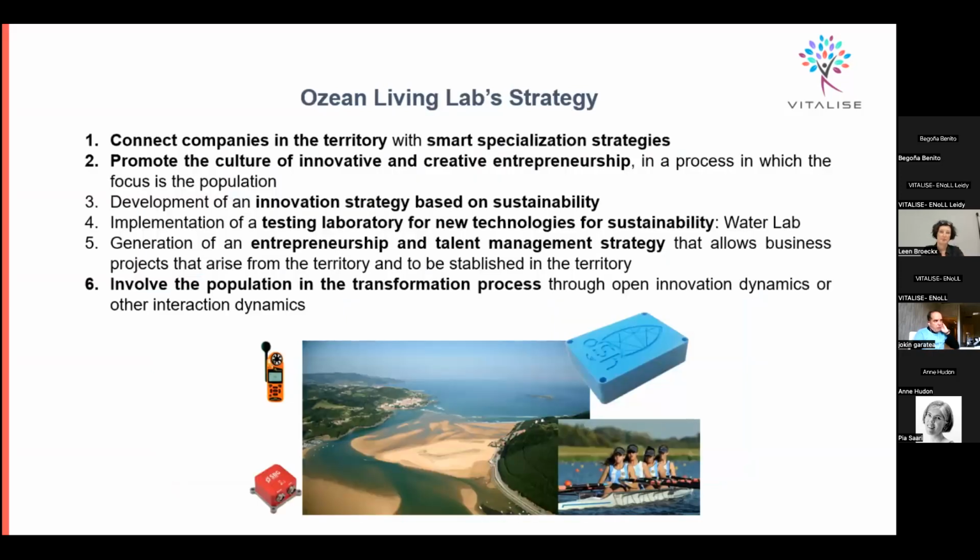We have a strategy. I will not go further. Connect companies with the territory, promote cultural and innovative creative entrepreneurship, innovation strategy, testing laboratory, international talent management strategy, and involve also the population. This is important in the transformation project. How we involve, how we engage those stakeholders is always a challenge, but we have a methodology for doing so. Next one, please.